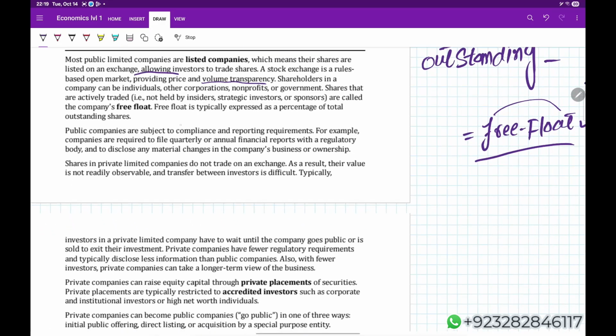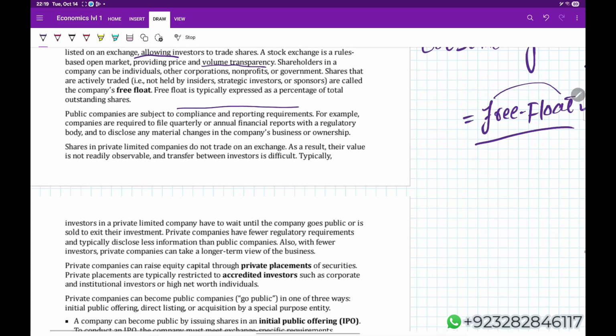Public companies have greater compliance and reporting requirements, like they have to file their financial statements quarterly or annually, right? They have to file these statements. They have to comply with strict laws and regulations. If there are any material changes, they have to report. I mean, they have greater scrutiny. They have significant, substantial compliance and reporting requirements.